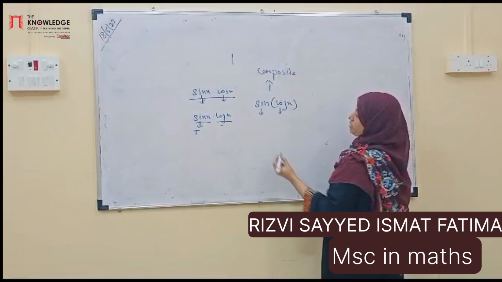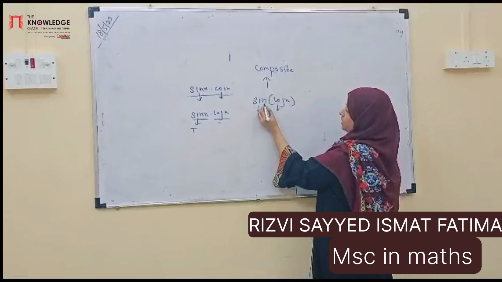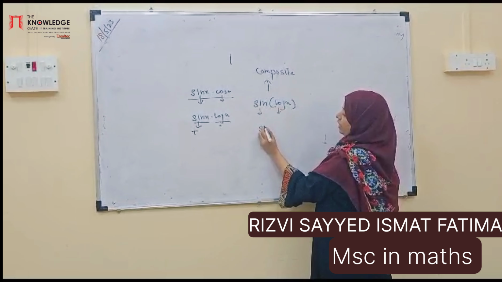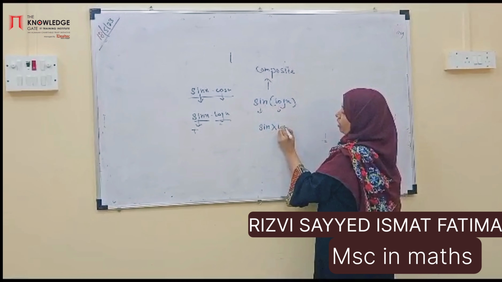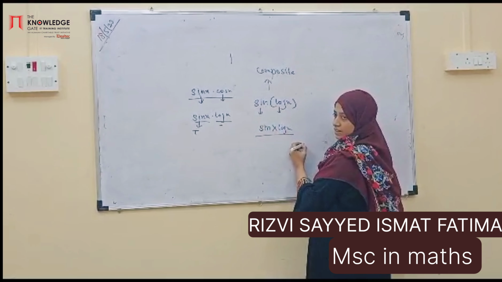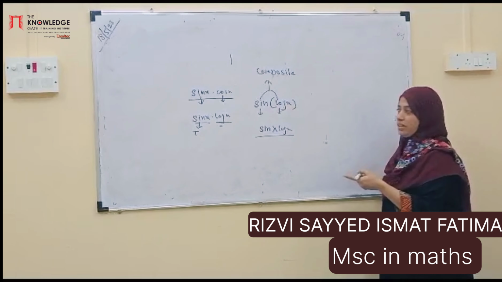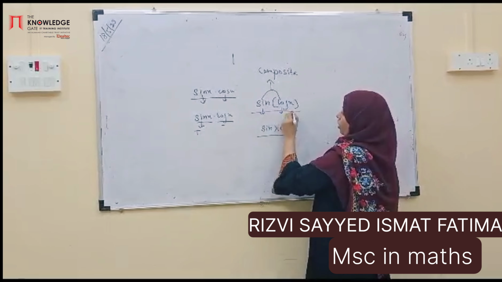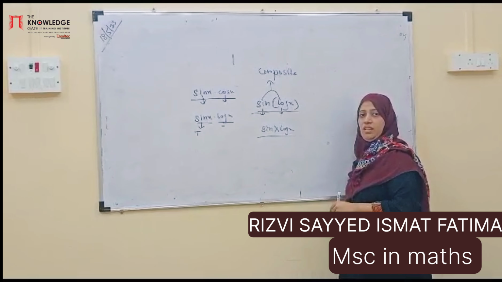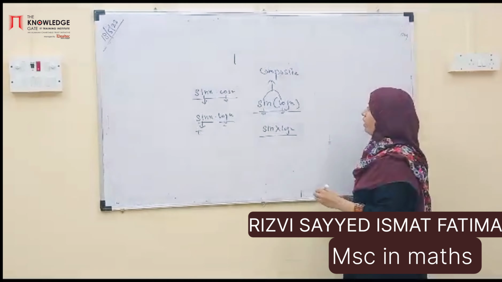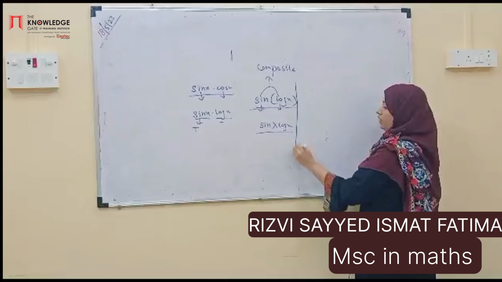Why is it called composite? If you see, we cannot separate sin from log. We cannot write like this, sin into log x. We cannot write like this. So because of this, the functions depend on each other. So that function is called a composite function. Now today we will see how to find the derivative of a composite function.